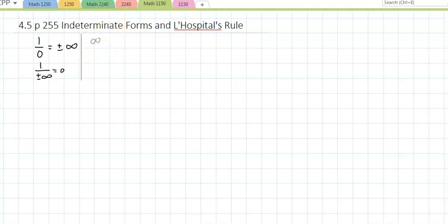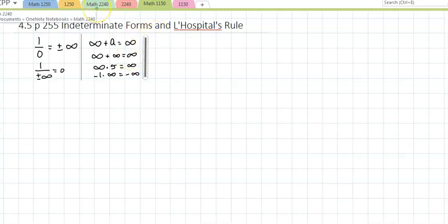Infinity plus any number is infinity. Infinity plus infinity is also infinity. Infinity times any positive number is infinity. And any negative number times infinity is negative infinity. Anytime we're talking about infinity, think of a very large number.